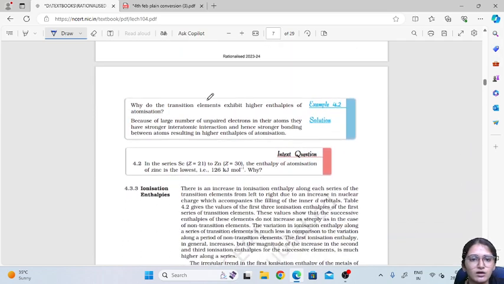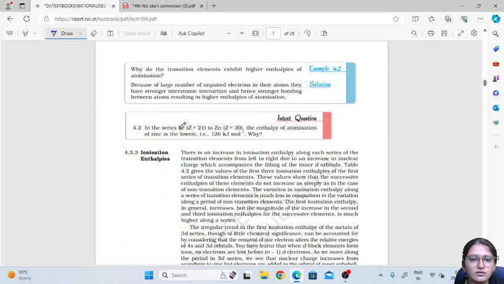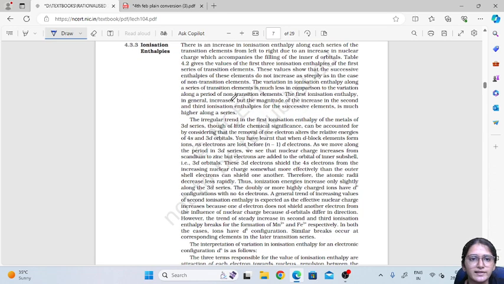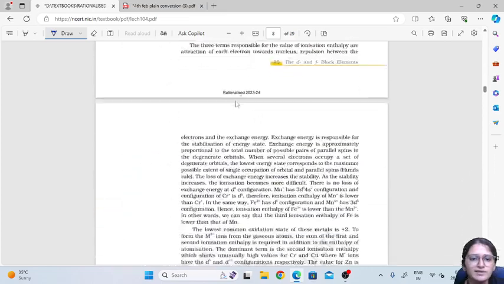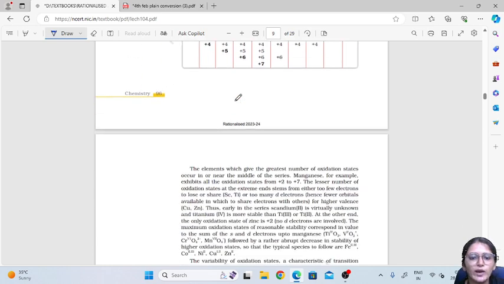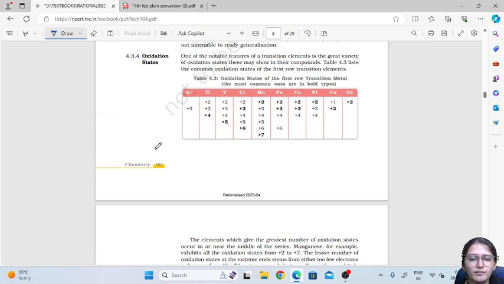Okay, so this is about ionization enthalpy of the elements. Then about oxidation state. Now these elements have a tendency to exhibit many oxidation states. You can see in this table that scandium exhibits only one oxidation state, +3, titanium +2, +3, +4. Then from vanadium it goes on increasing till manganese. Then again it decreases. Okay, so manganese has the highest oxidation state, that is +7.